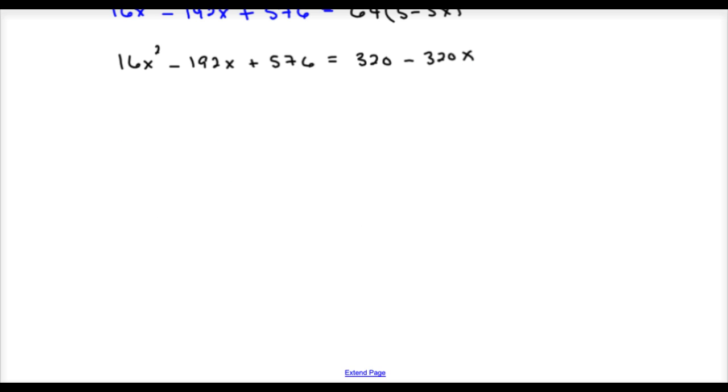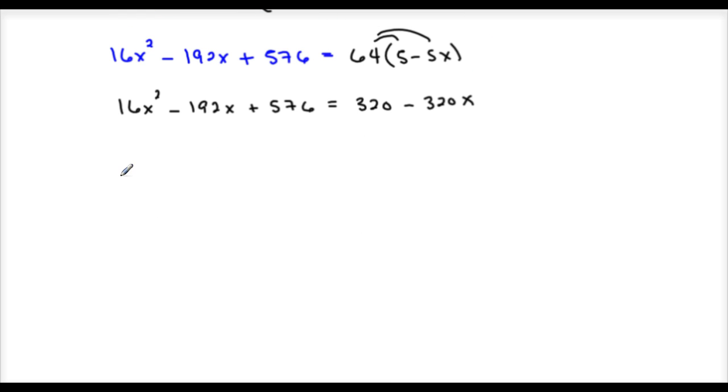Getting to the end, almost done. Bring everything over, so I'm going to have 16x squared. I'm going to add 320x to both of these, so plus 320. So negative 192 plus 320, or 320 minus 192 should be plus 128x. Subtracting 320 from both sides, plus 576 minus 320, 256 equals 0.